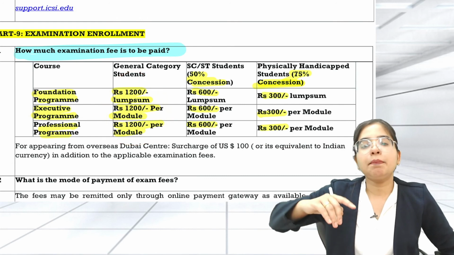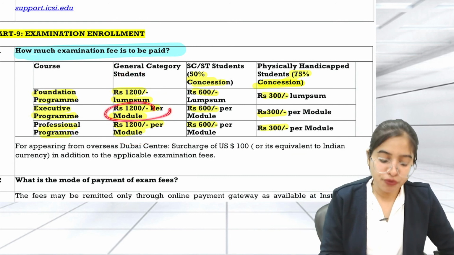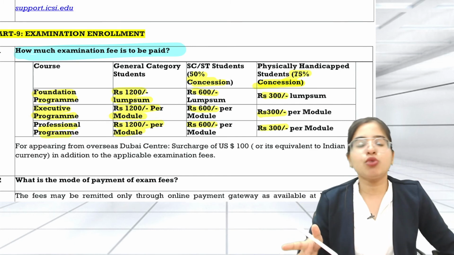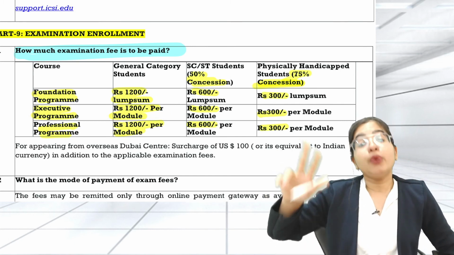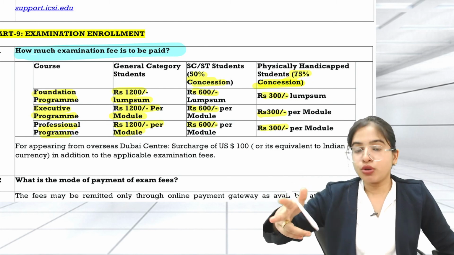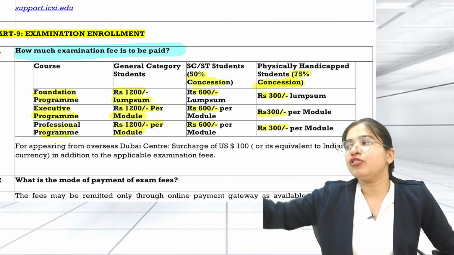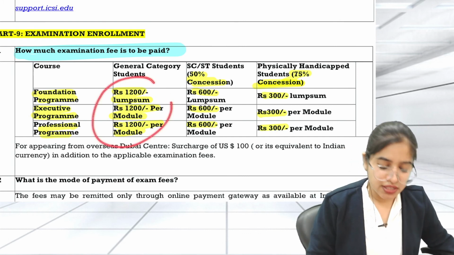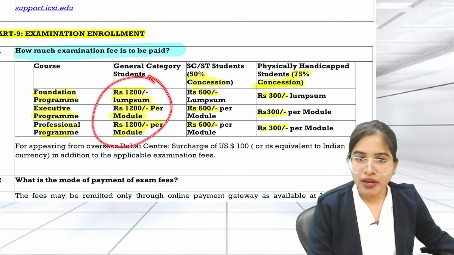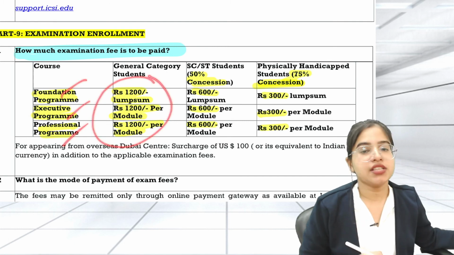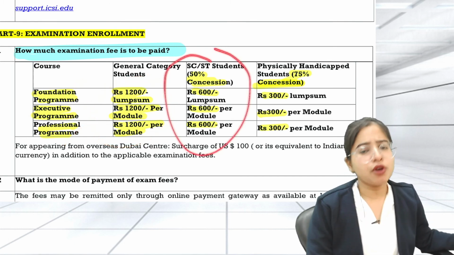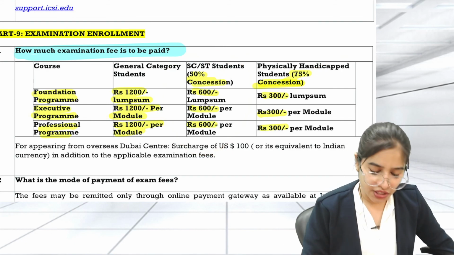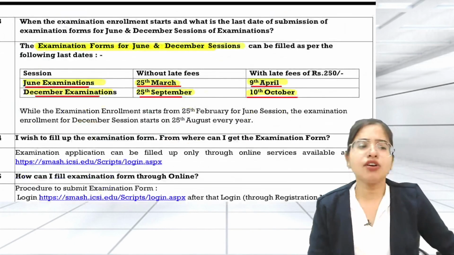So if I want to appear for only module 1, I have to give 1200 exam fees. If I want to appear for both module 1 as well as module 2, then I have to give 1200 per module, that is 2400 exam fees, 2 to 3 months before my exam. So exam fees is 1200 per module for foundation, executive and professional. However, if you belong to a reserved category, SC ST, or you are physically handicapped, then there are certain conditions given. Now madam, what is the last date of exam form?